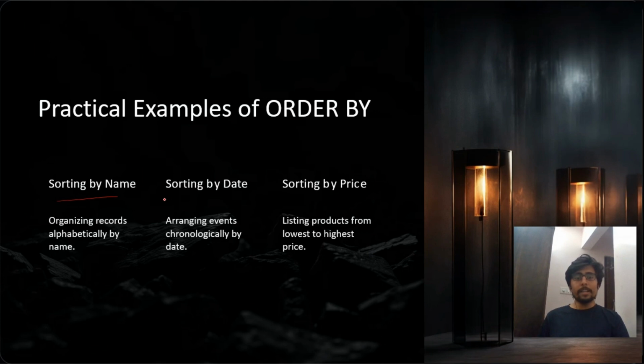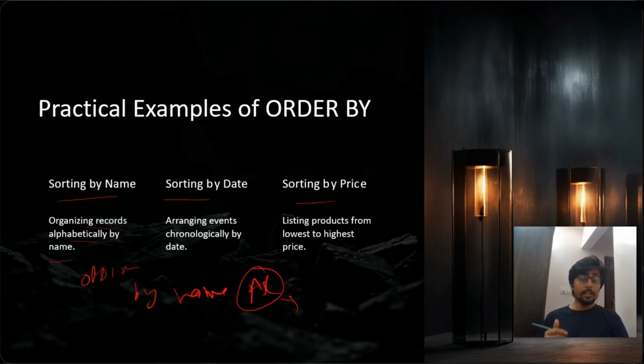Sorting by name, sorting by date, sorting by price, organizing records alphabetically by name. For example, if you want to organize all the records alphabetically by name, you write ORDER BY name ASC. This is the default. Even if you don't write ASC, it will be considered ascending order only. If you want descending order, you can write DESC. Then it will do the opposite.